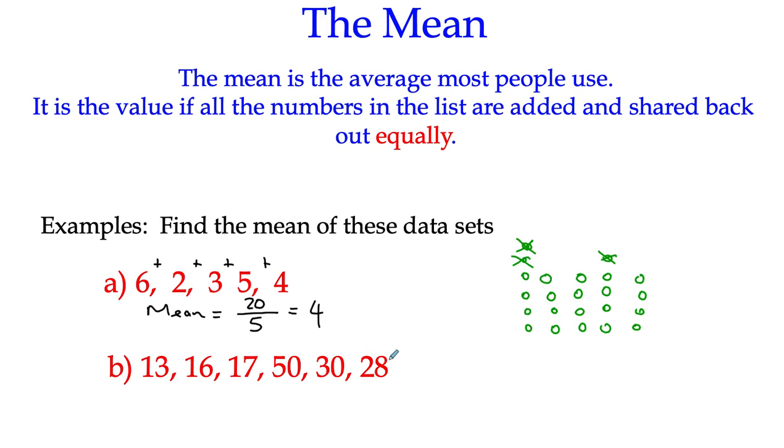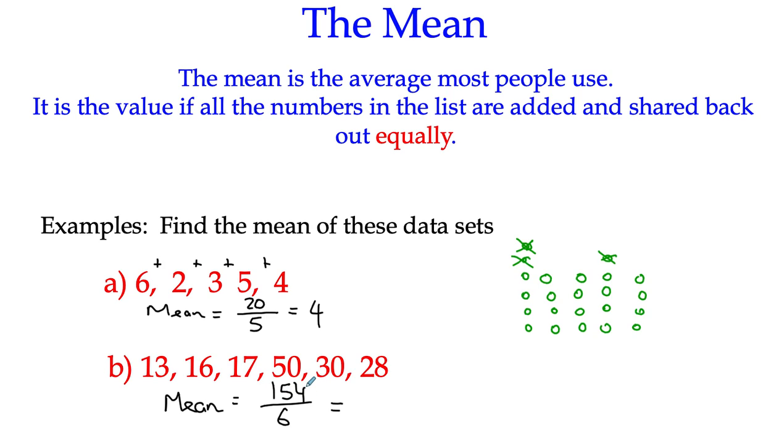You don't have to have an ordered list. This is the only one where it doesn't really matter. So again, and you might need a calculator, the mean here is a fraction. There's 6 numbers, so the bottom number is going to be 6. If you add these 6 numbers together, we get 13, add 16, add 17, add 50, add 30, add 28, gives me 154.